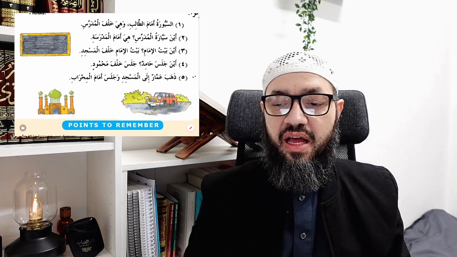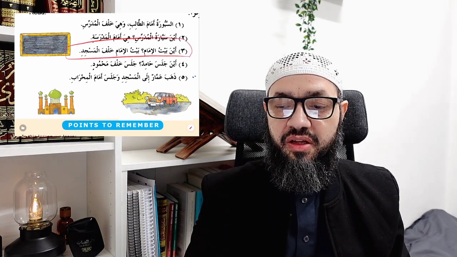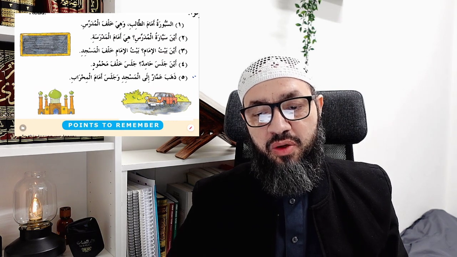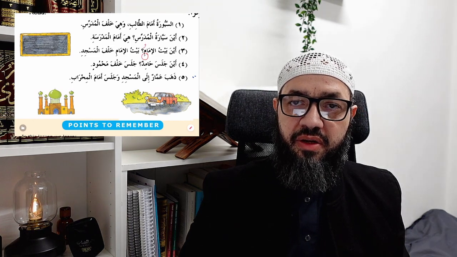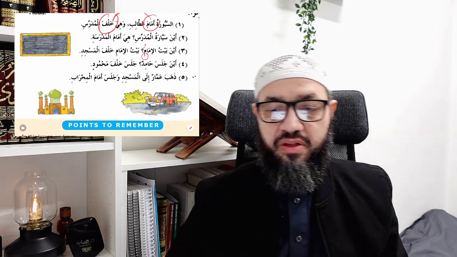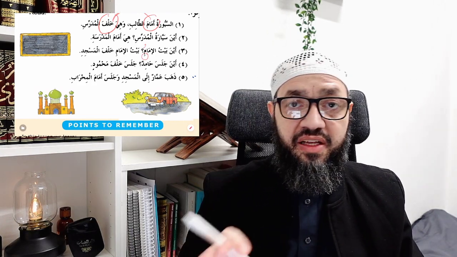So question number 3 says, Ayna baytul imami? Baytul imami khalf al-masjidi. Where's the imam's house? The imam's house is behind the masjid. Also, the word imam can have a kasra, then a dhamma, and then a fatha, but the word amama is fixed. It's only got a fatha all the time. Khalfa amama, it's fixed. It doesn't change.